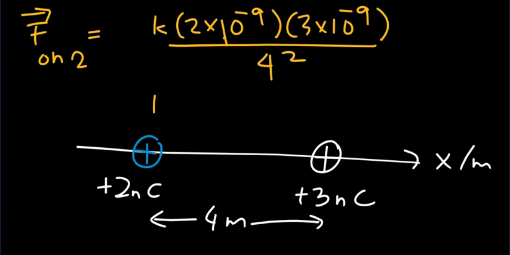Now the force on this 2 nanocoulomb charge due to that charge will be in a leftward direction because they repel, so the direction is minus i hat.